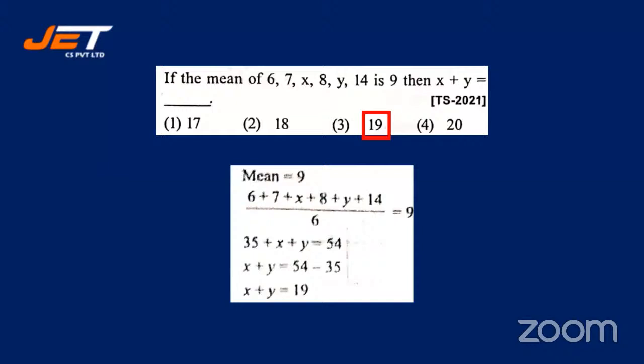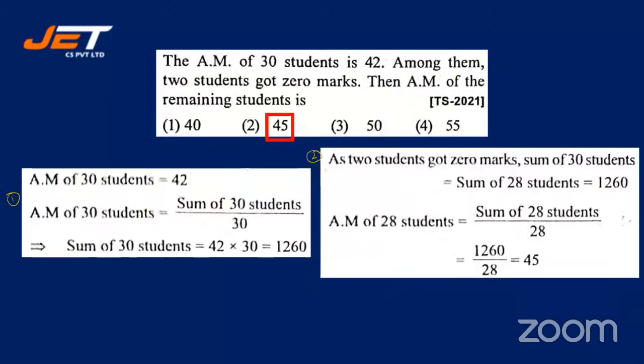If you count, 6, 7, x, 8, y, 14 is 6 values. So add up everything divided by 6 will be 9. Add all the numerals, so you will get 35 plus x plus y is equal to 54. And thereby x plus y becomes 19. All right, students? See the next question.